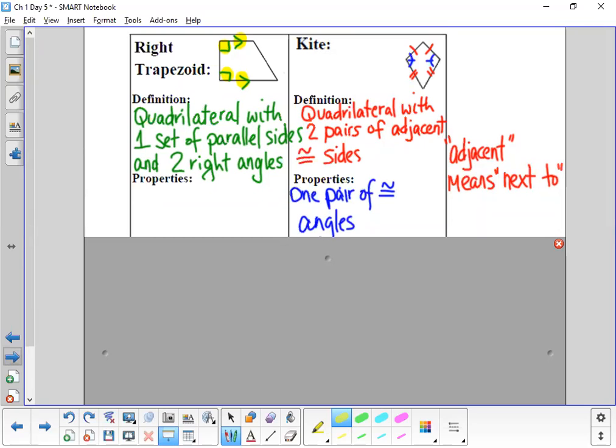Kite. A kite is a quadrilateral with 2 pairs of adjacent congruent sides. The word adjacent in geometry means next to. So the congruent sides are next to each other, not across from each other. So there's 1 pair of congruent sides and here's the other pair of congruent sides. And the property of a kite is that the angle between the non-congruent sides is congruent. So it's got 1 pair of congruent angles. And those are marked up there in blue in the diagram.